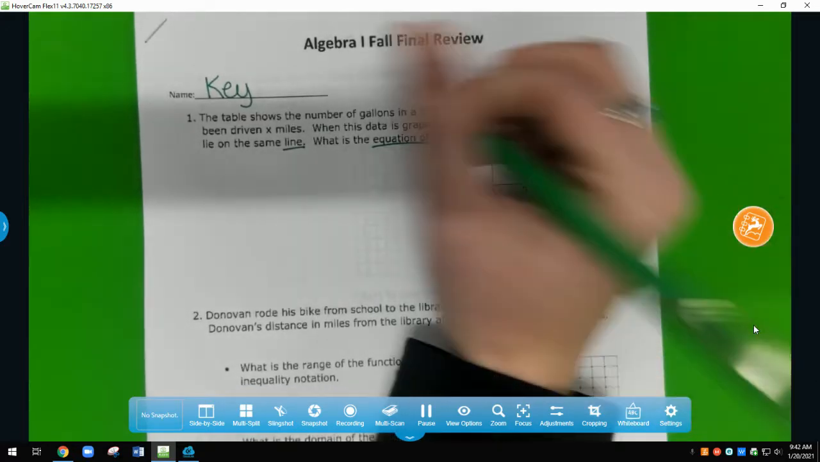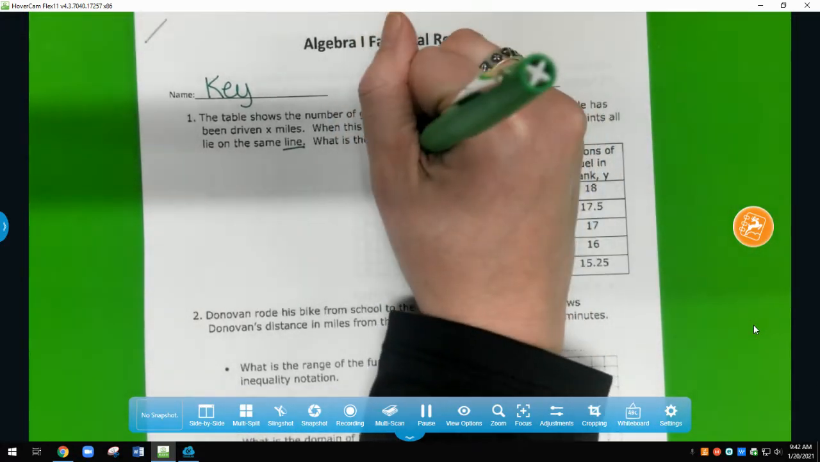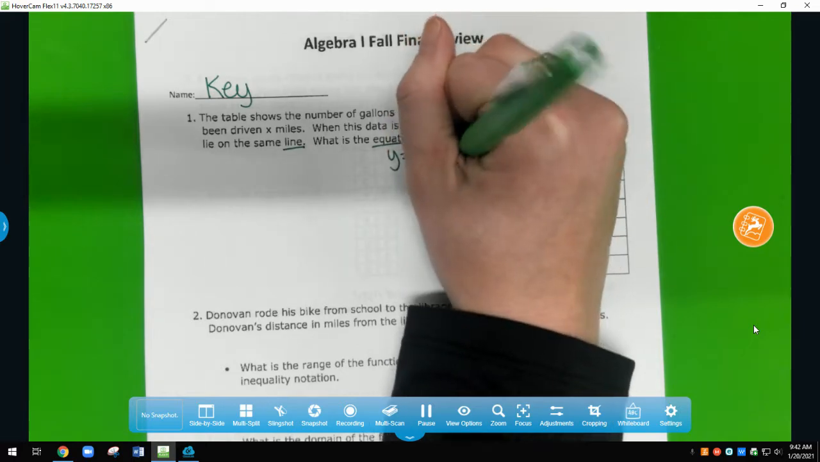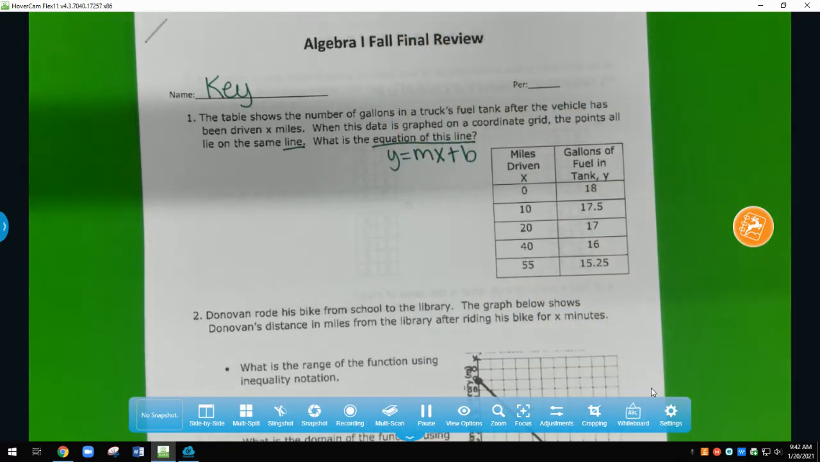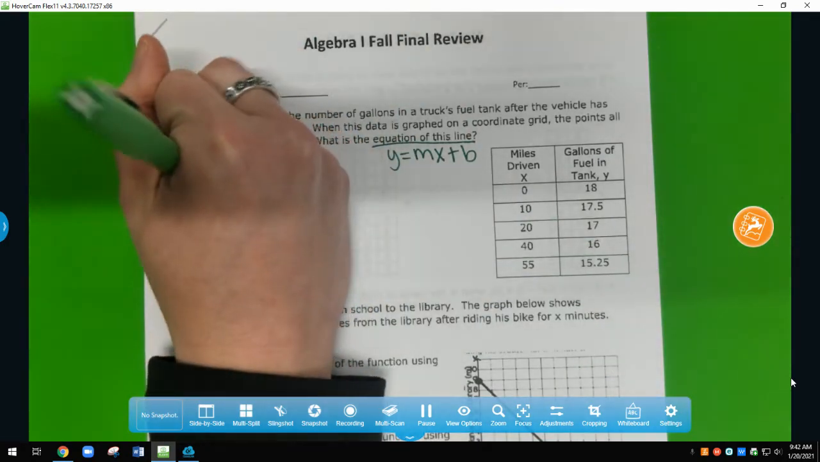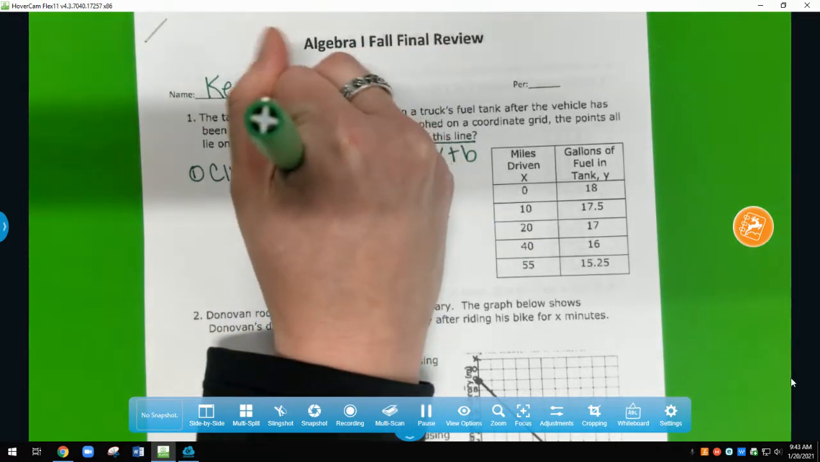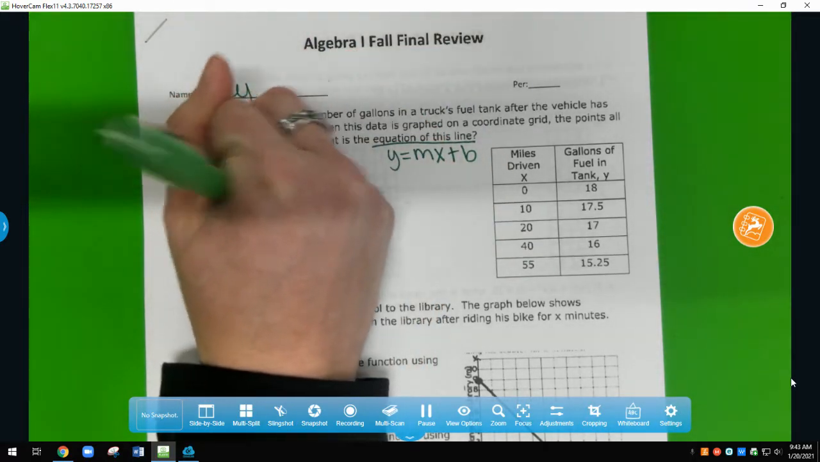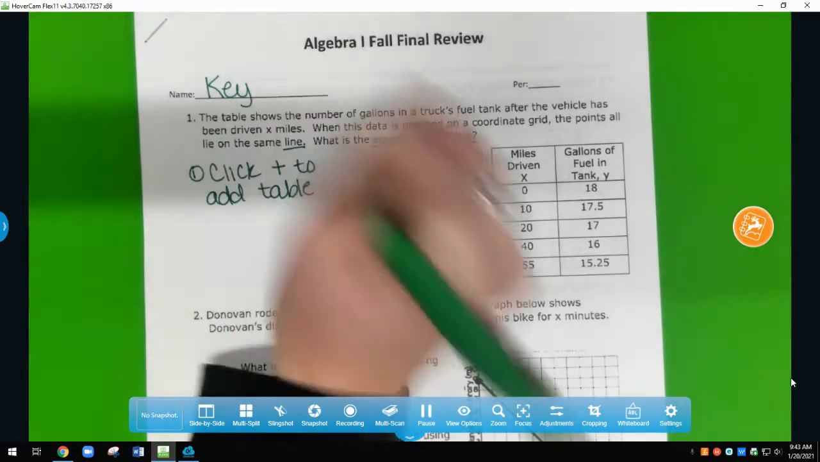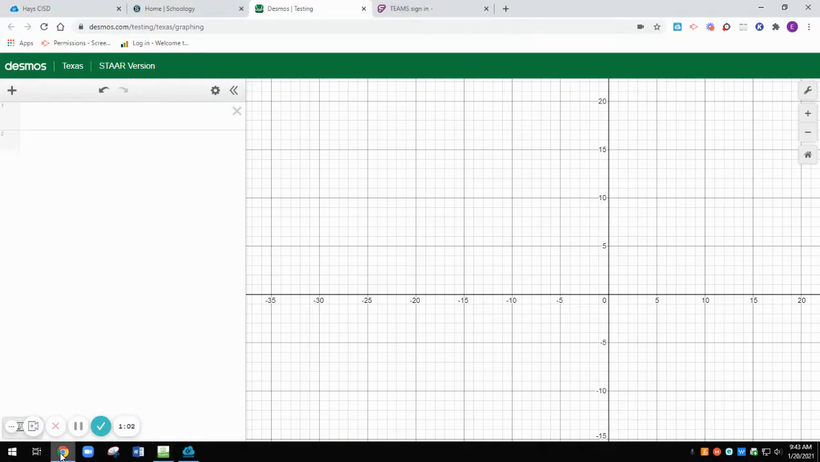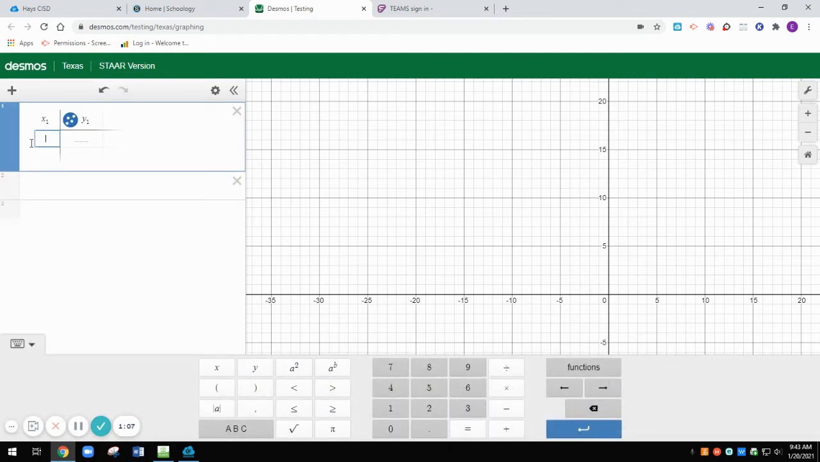So when we're looking for the equation of a line, we normally just go straight to slope-intercept. So y equals mx plus b. Remember though, we're going to use Desmos as much as possible. So first, we're going to click the plus sign to add a table, and then we're going to enter our table.